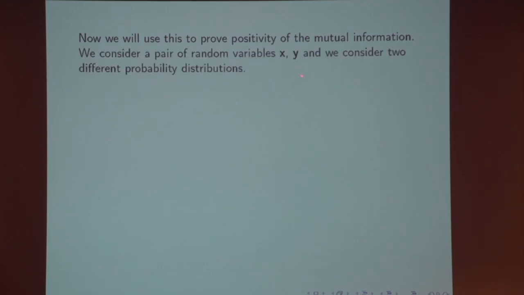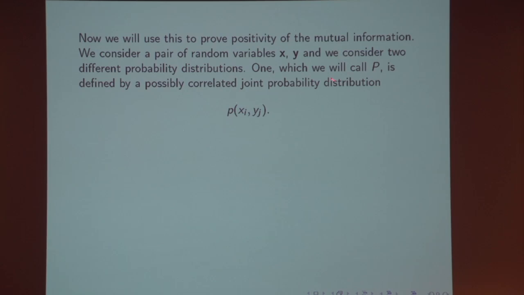So we consider a pair of random variables x and y, and we'll consider two different probability distributions. One, which we call P, is given by a joint probability distribution in which the two may be correlated. So it's given by some distribution P of x and y. All we assume in general is that the P's are non-negative and they add up to 1.